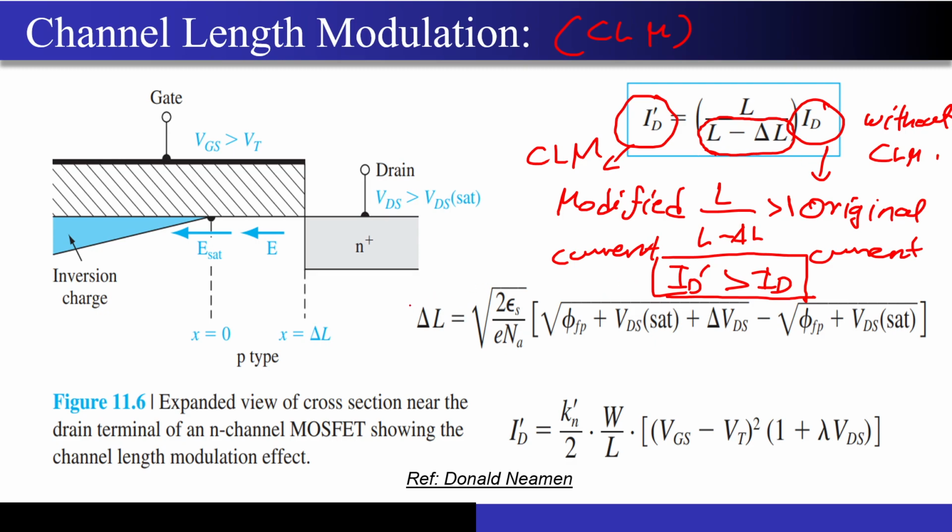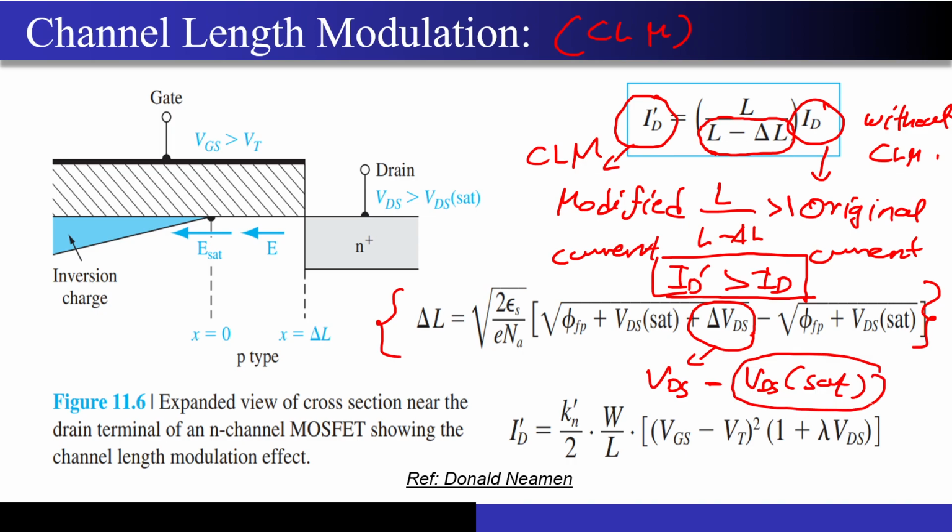I won't go into the details of the derivation of this formula. I don't know whether sir has derived this formula or not, but it is looking very similar to the body effect formula. So now what does this formula tell you? It tells you that if I apply a particular VDS, what is this delta VDS that you are seeing over here? It is nothing but VDS minus VDSAT. And VDSAT I already told you, this VDSAT is nothing but your VGS minus VT.